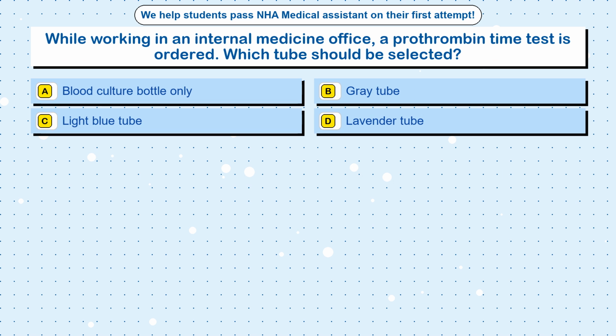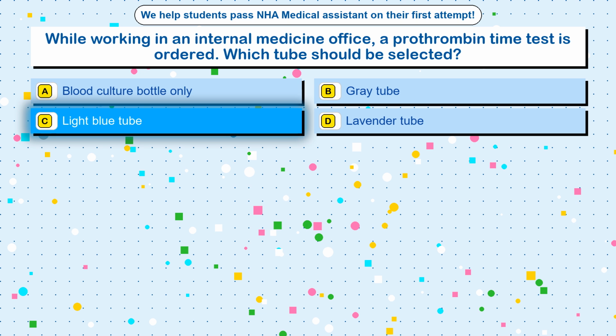Question 86. While working in an internal medicine office, a prothrombin time test is ordered. Which tube should be selected? Option A, blood culture bottle only. Option B, gray tube. Option C, light blue tube. Option D, lavender tube. The correct answer is option C, light blue tube.